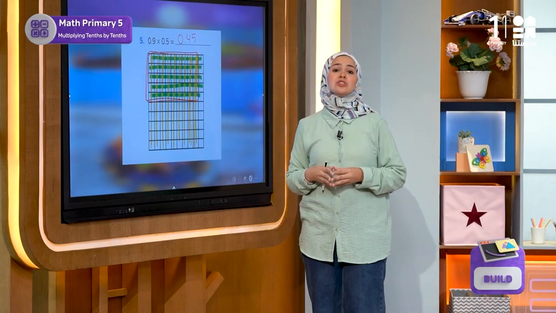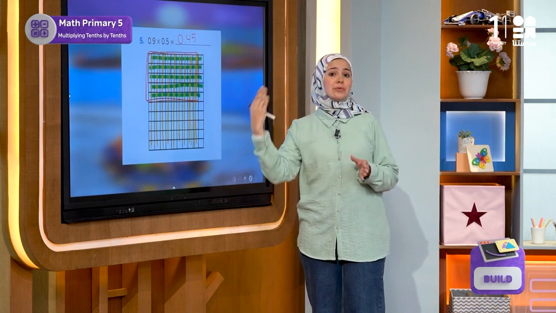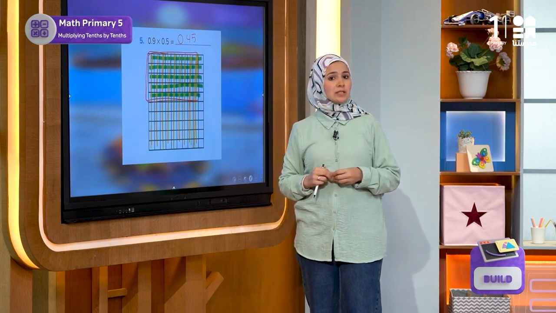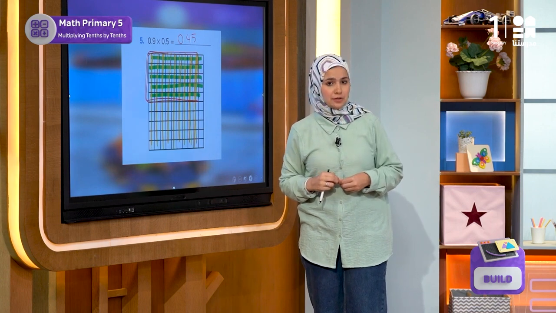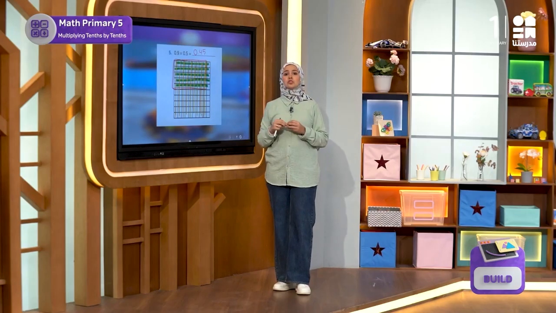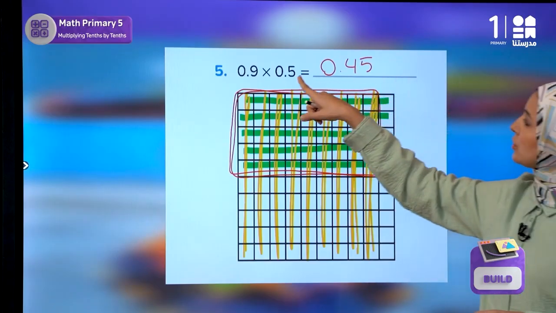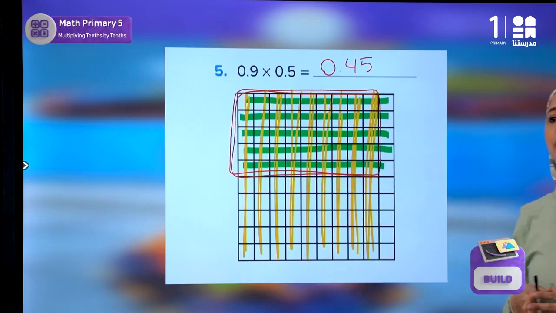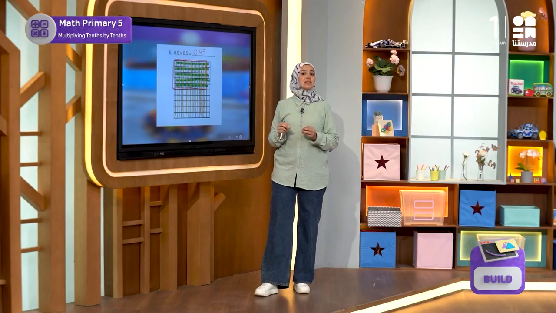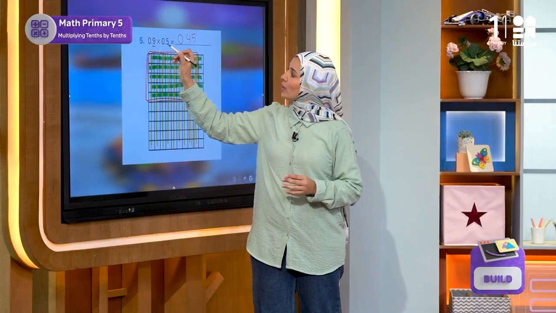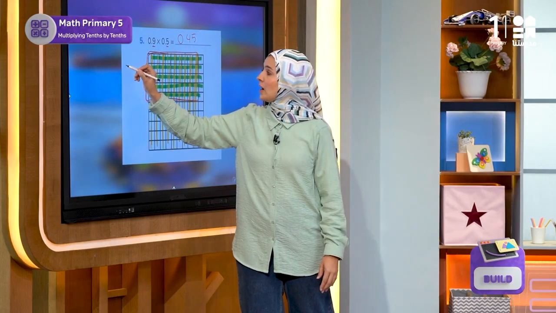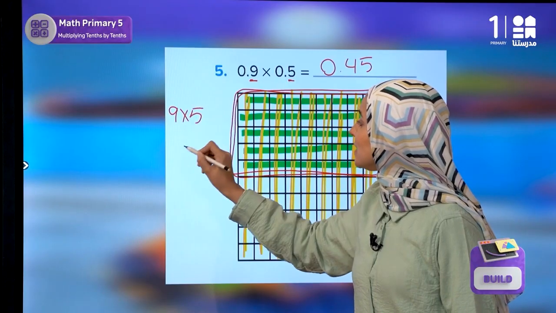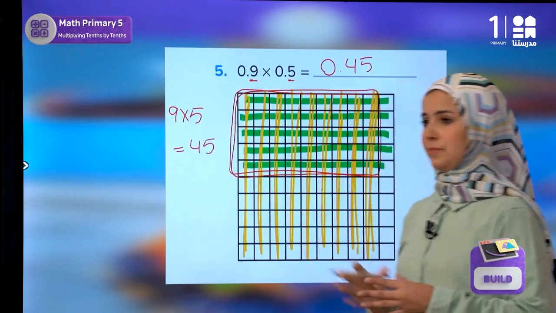Now, how about after we answer using the arrays, we answer it using what? Using the rule that we just concluded together. So we're going to multiply 0.5 times 0.9. Now we will consider that we're multiplying the whole numbers. So normally, what is 9 times 5? 9 times 5 is equal to 45.